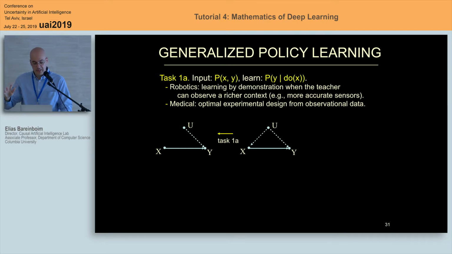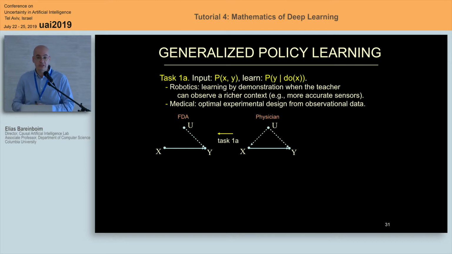The second example is what's called optimal experimental design from observational data. That is the example that I use. Syntactically, we are moving from the left side, observational, to the experimental. As input, you have the distribution P of X and Y, and we would like to learn about the distribution P of Y given do X.